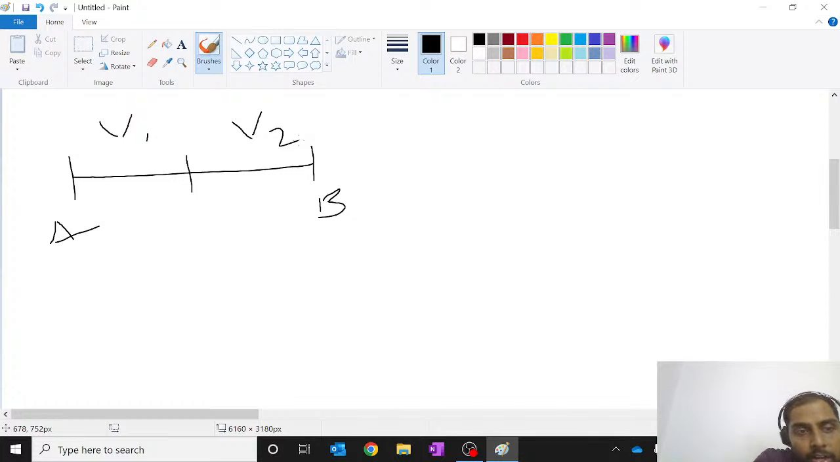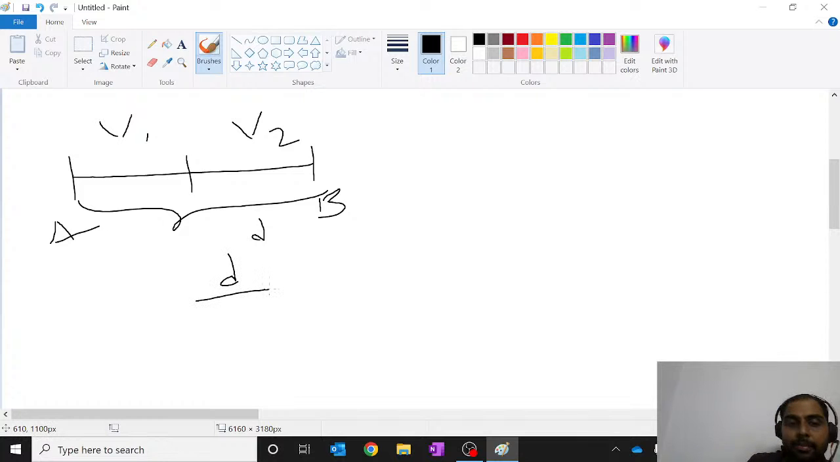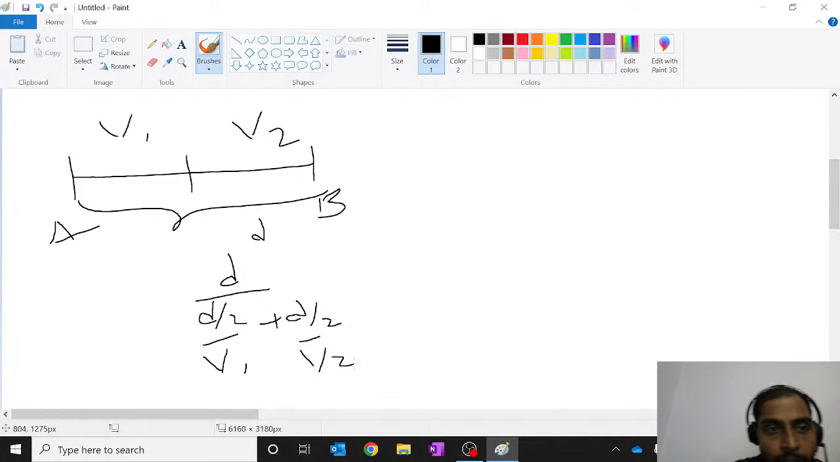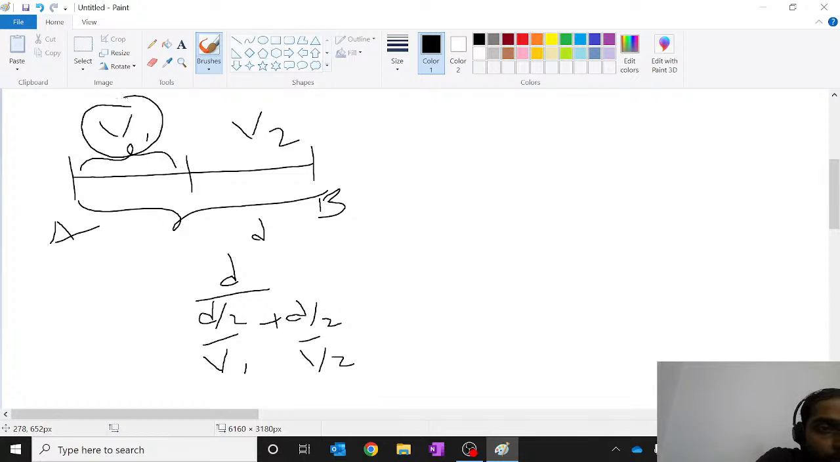It is nothing but, let's assume total distance is d, or total displacement is d. Time is nothing but d by 2 by v1 plus d by 2 by v2. Why did I take d by 2? Because half of the distance traveled is with velocity v1, while the other half is v2. Clear? Now you can have n number of parts.